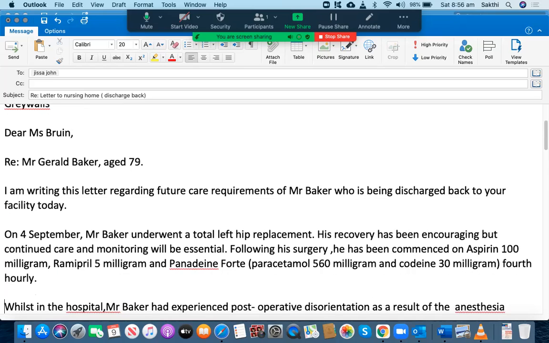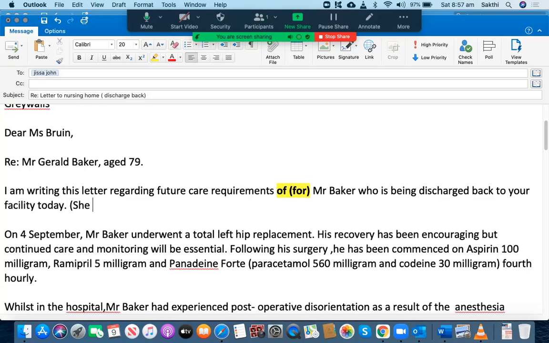All right, and then the introduction paragraph. She has written down, I am writing this letter regarding future care requirements of Mr. Baker. So she could have mentioned future care requirements for Mr. Baker. That would be much appropriate. Instead of writing of, she could have used for. Who is being discharged back to your facility today? Yeah, that's good.